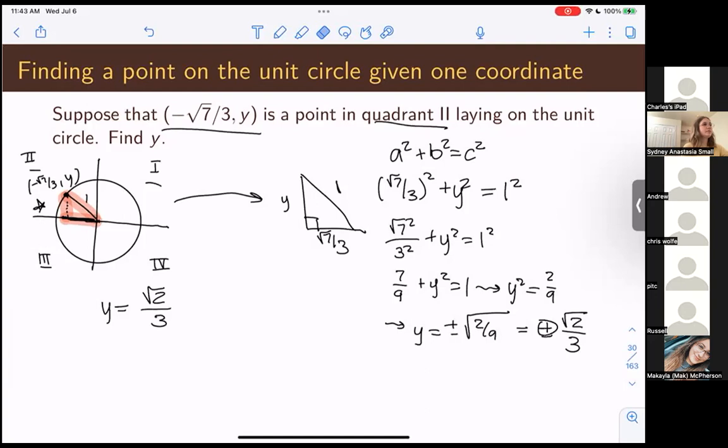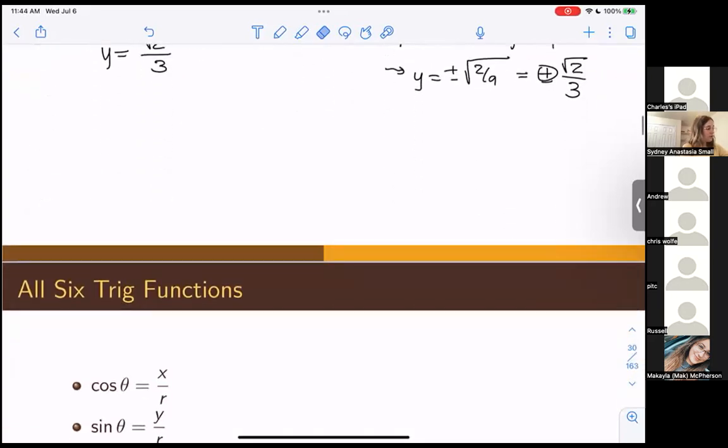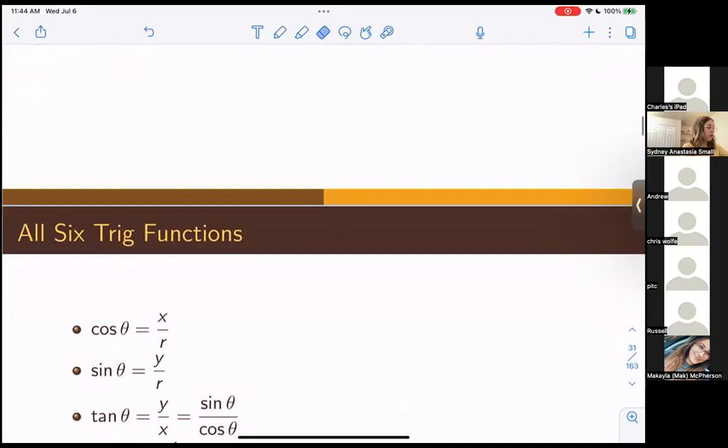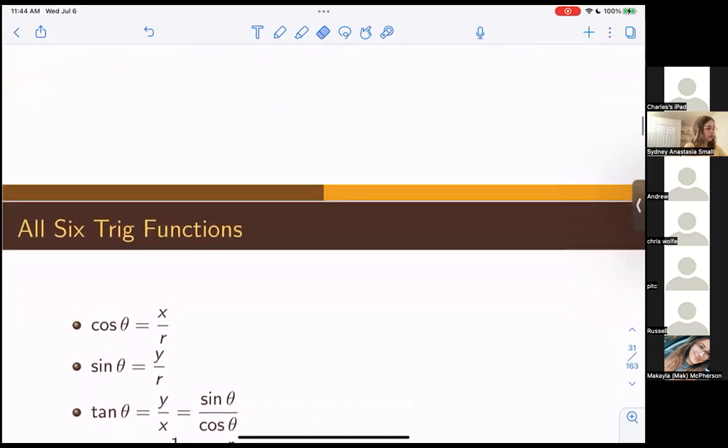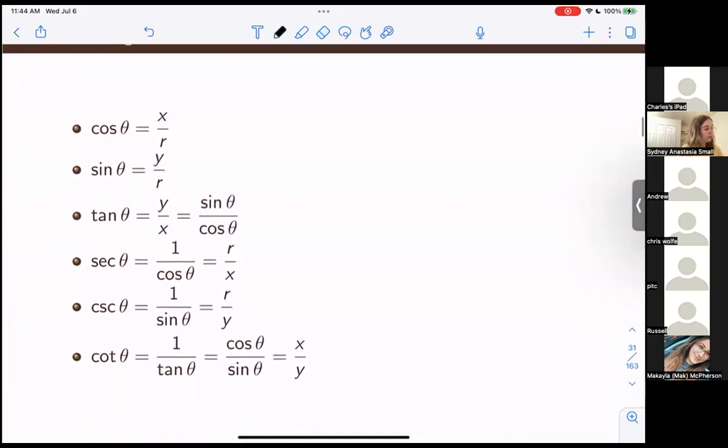Okay. Let's do a quick summary of some of the trig functions we've learned and talk about a couple new ones briefly. So far we have learned cosine, sine, and tangent. These are 3 we've already talked about. And we talked about tangent in the context of the unit circle.